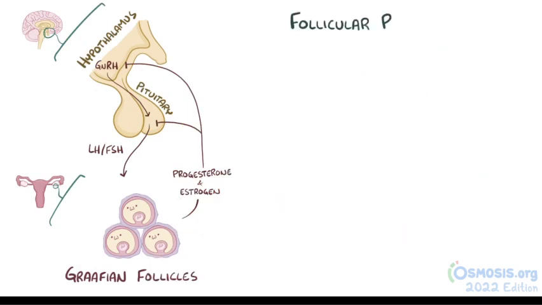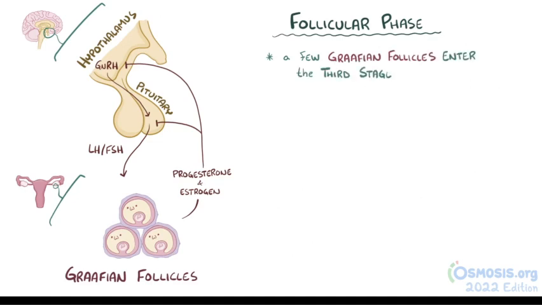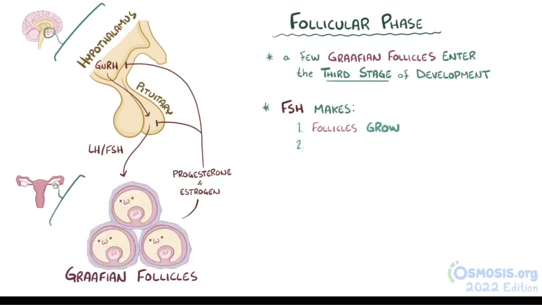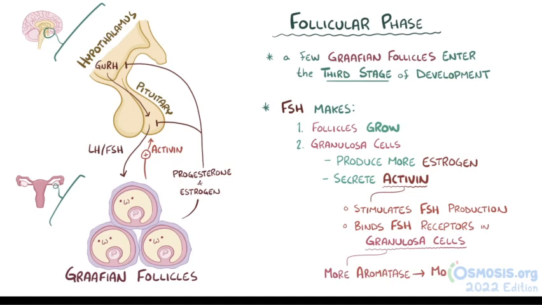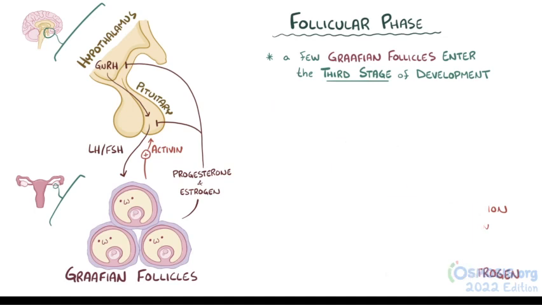During the follicular phase of each menstrual cycle, the few fast-growing Graafian follicles enter the third stage of development. Pituitary FSH makes the follicles grow, and the granulosa cells produce more estrogen. In addition to estrogen, the granulosa cells also secrete a hormone called activin, which stimulates FSH production, as well as binding to FSH receptors, and the activity of granulosa cell aromatase as well.